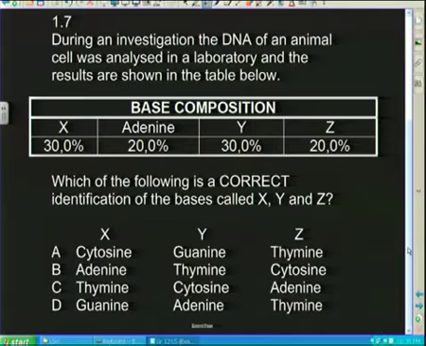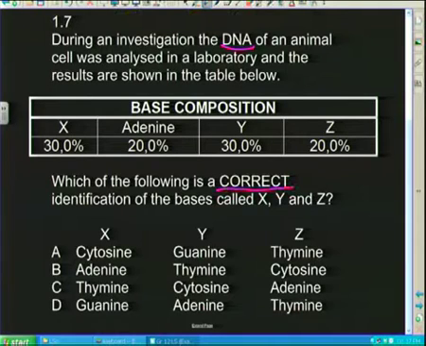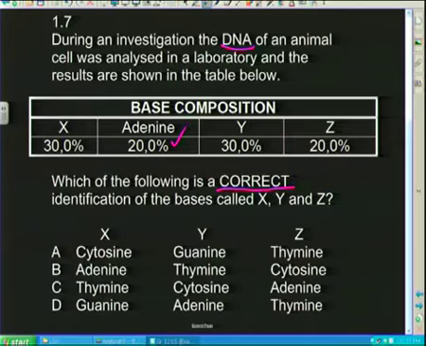During an investigation, the DNA of an animal cell was analyzed in a laboratory, and the results are shown in the table below. Which of the following is a correct identification for the bases called X, Y, and Z? Now they've given you a clue. The first clue is that if they didn't give you one of the bases, then you wouldn't have been able to work it out. But they give you a hint, and they say that there's 20% in adenine.